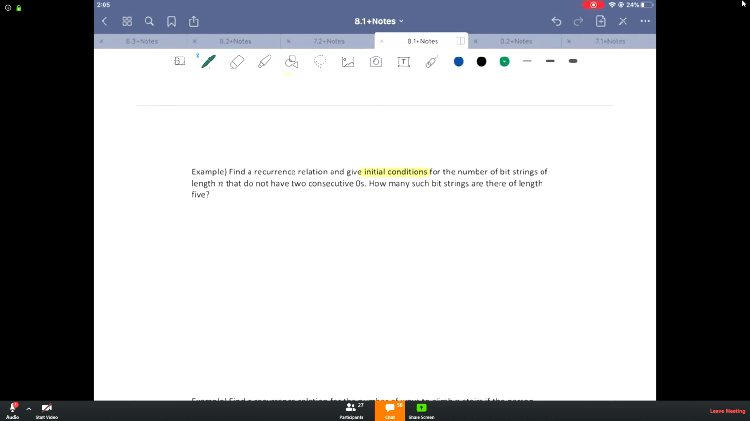All right, so we're talking about bit strings of length n. We don't really talk about length 0, I guess. So the first thing, I'm going to label a sub n as the number of bit strings of length n that do not have consecutive zeros. Consecutive zeros are zeros back to back, like 2 in a row.